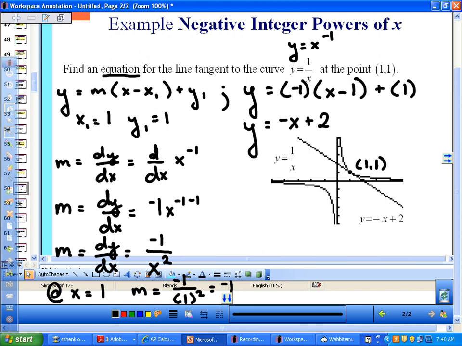The negative reciprocal slope. So then the normal line would have a slope of positive 1. Yep, the normal would have a slope of positive 1. Questions on that example at all?